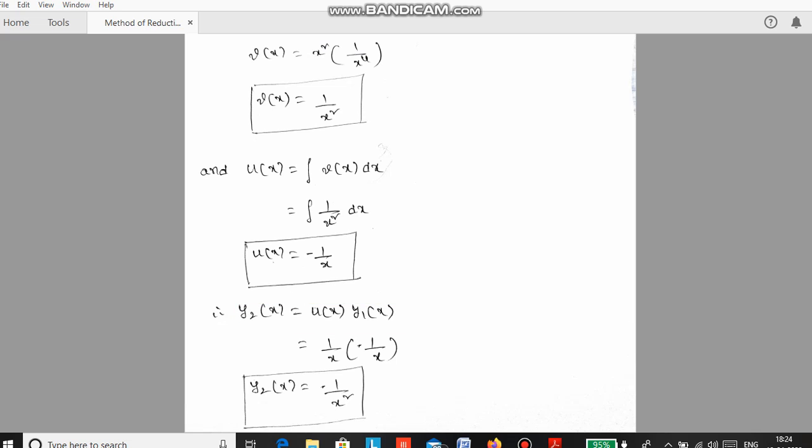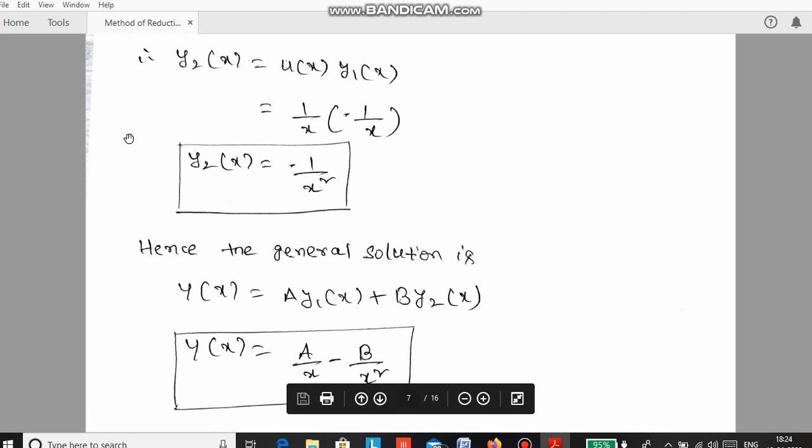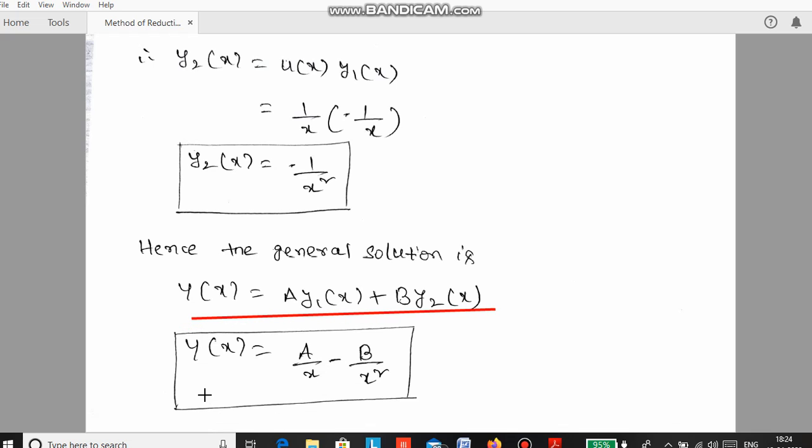Now we have to write the general solution. Hence the general solution is y of x is equal to a y1 of x plus b y2 of x, that is y of x is equal to a by x minus b by x square is the general solution. So this is the general solution of the given second order homogeneous differential equation. Next we go to the second example.